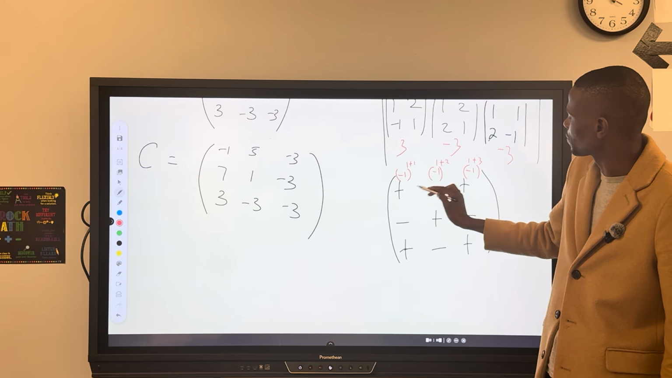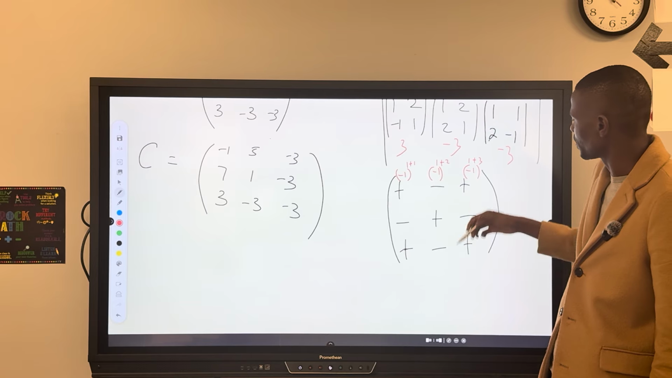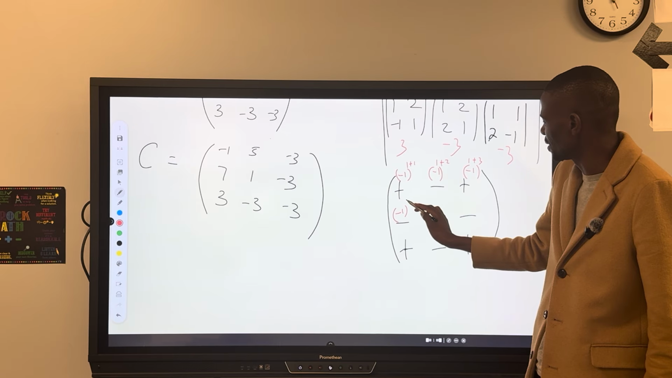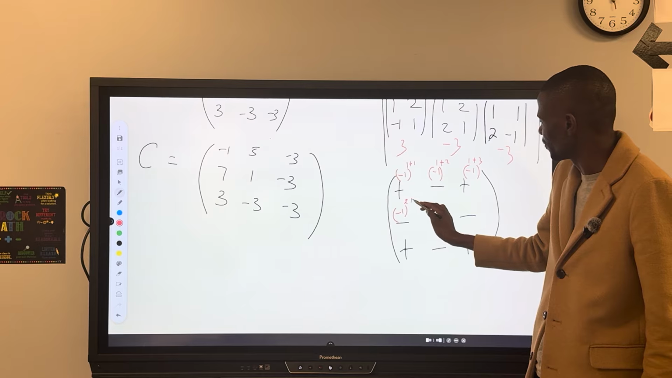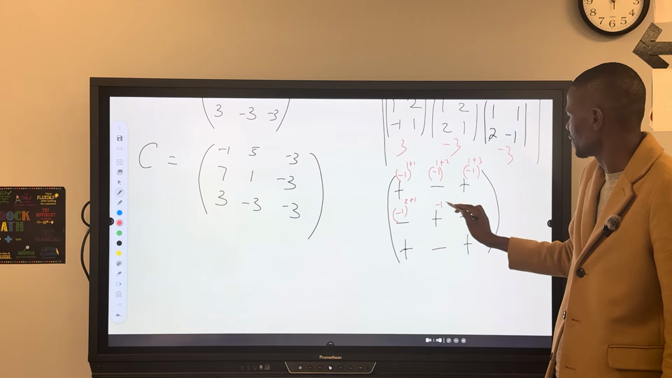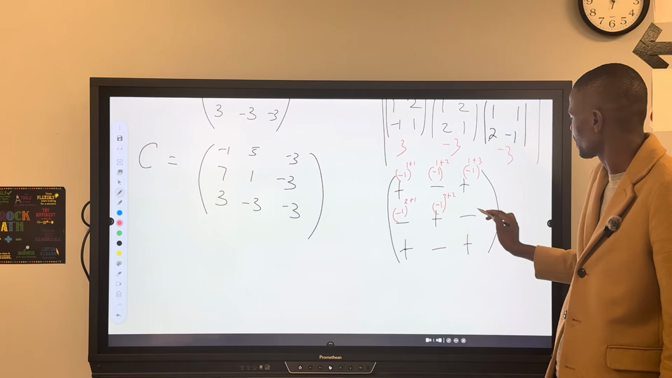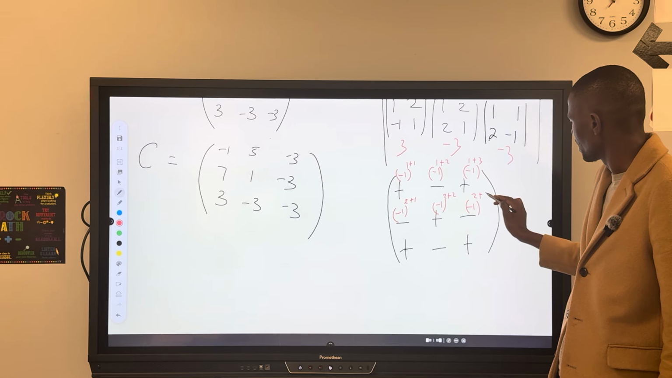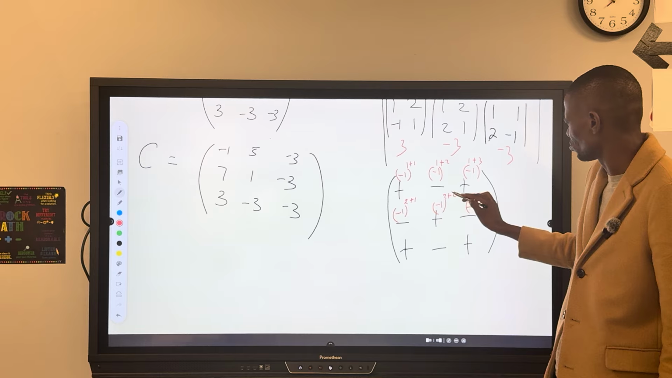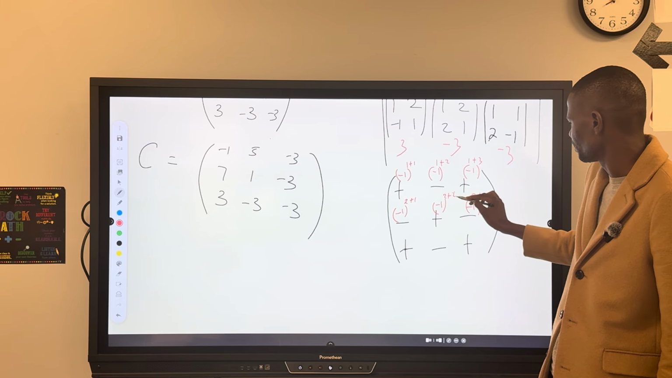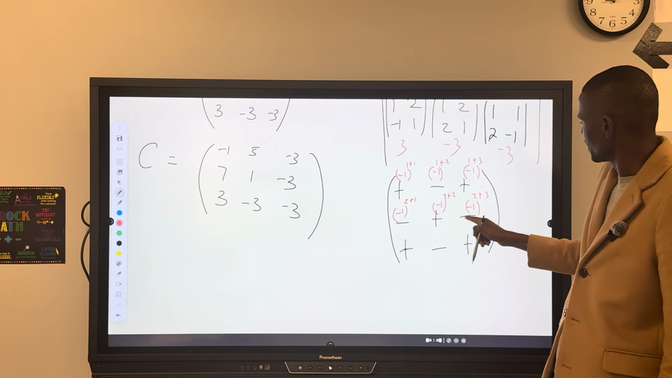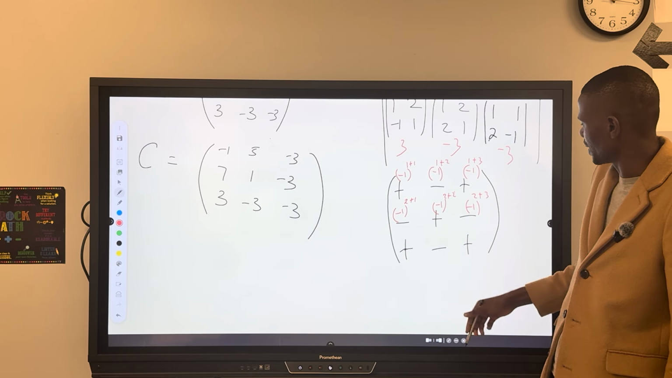-1 to the 2, so that's positive, negative, positive. In this one, if you want to check, it's going to be -1. This is the second row, first column, so that's odd. Then this one is second row, second column, and then second row, third column. In this case, that's odd, which is negative.